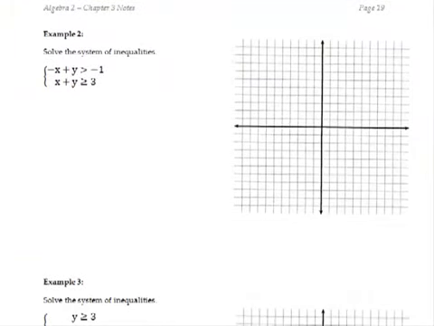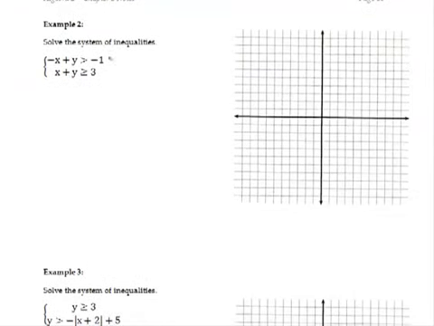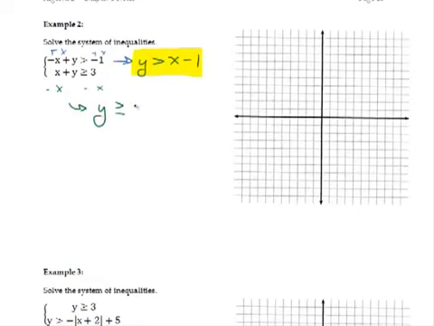Take a look at another example. This one we actually need to solve for our y's. So we need to add x to both sides here. So we get y is greater than x minus 1. That will be our first equation. And then for our second equation, we have to subtract an x. So we get y is greater than or equal to negative x plus 3. And this will be our second equation.